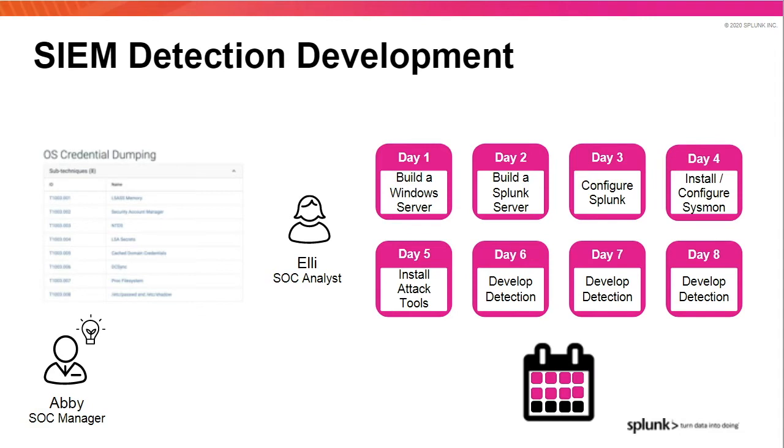This is only an example. In reality, these tasks can take a lot longer. Ellie needed a total of 8 days for developing these detections and wasted 5 out of 8 days building the lab.